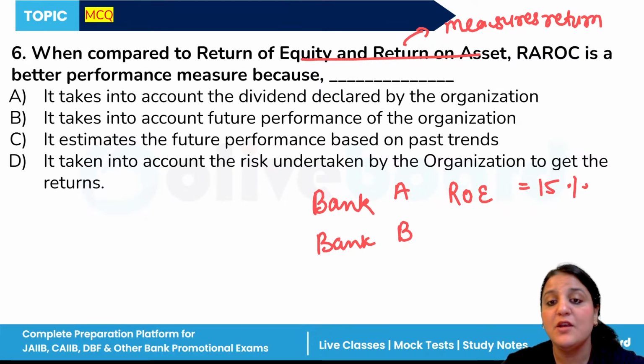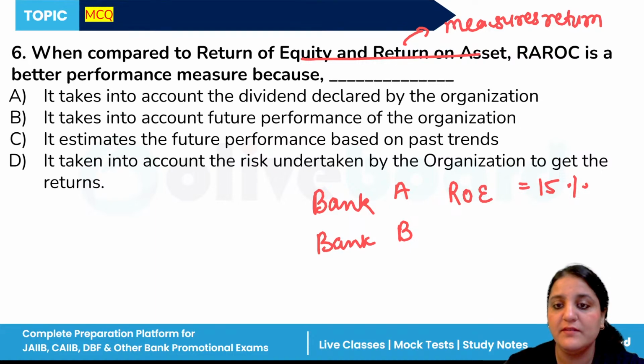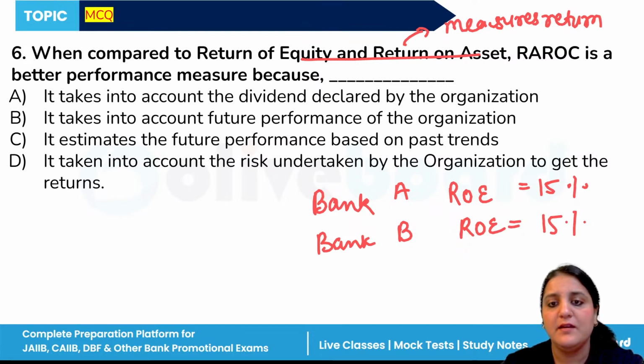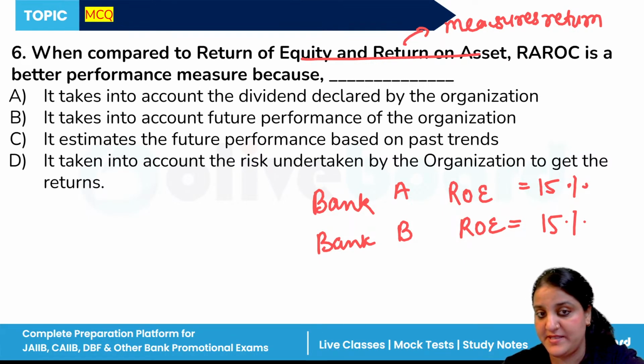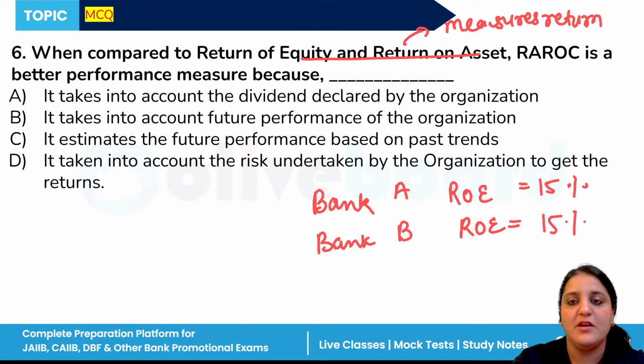right? That means low risk loans are there. In bank B, ROE is 15%, high risk loans are there. So RAROC will show bank A performed better relative to the risk, while bank B return is riskier. So it takes into account the risk undertaken by the organization to get the returns. So option D is correct here.